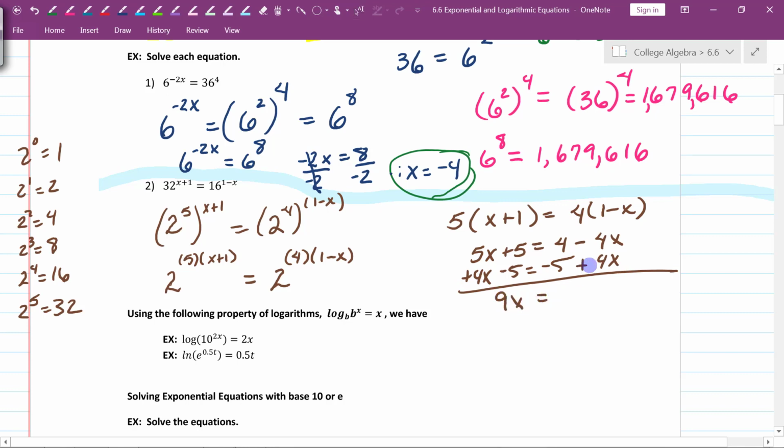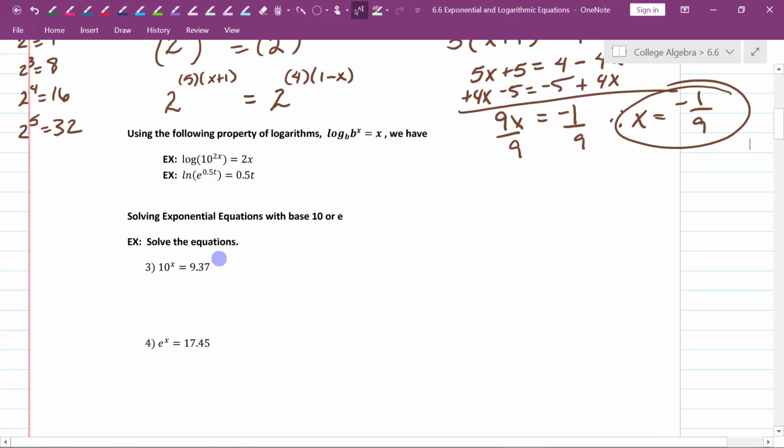is equal to 4 minus 5, -1. Divide both sides through by 9, and I get therefore x is equal to -1/9. And that is my answer. If we want to plug it in and check it, you can do that and you will see that it is the right answer.